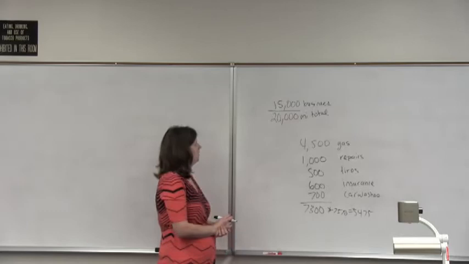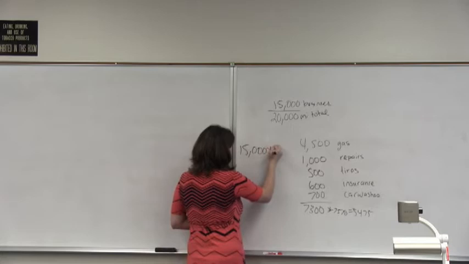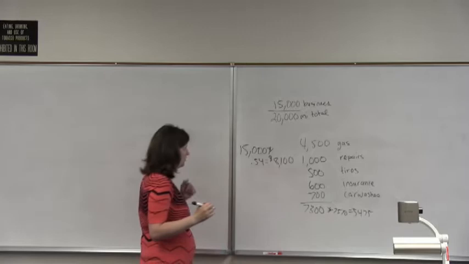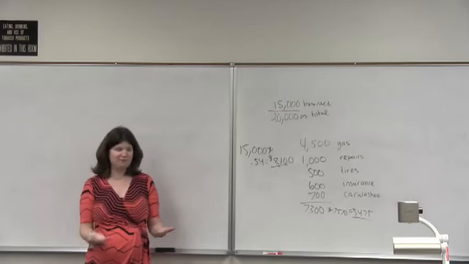Okay, so what about under the automatic mileage method? How would that work? Simple. 15,000 business miles times 54 cents a mile equals $8,100. So you get to choose. Do you want to take this one or this one? Which one is the taxpayer going to choose? The automatic, that's right. This is more, $8,100.